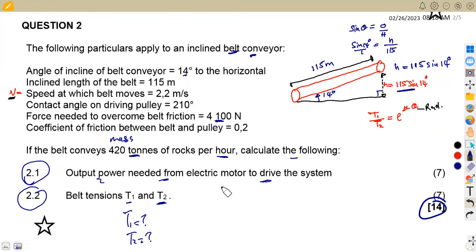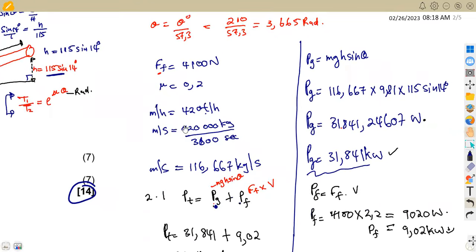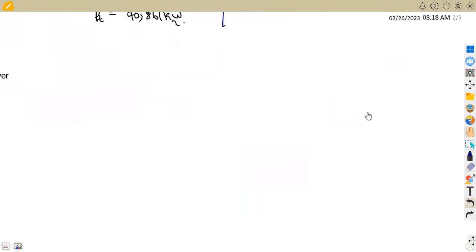The first part that we have that I indicated here is the ratio between these two tensions, T1 and T2, from the tight side and the slack side. So using this ratio, that means we can play around with this ratio. Let's just write this aside. This is 2.2. So on 2.2, we can even just write it down here. So this is question 2.2.